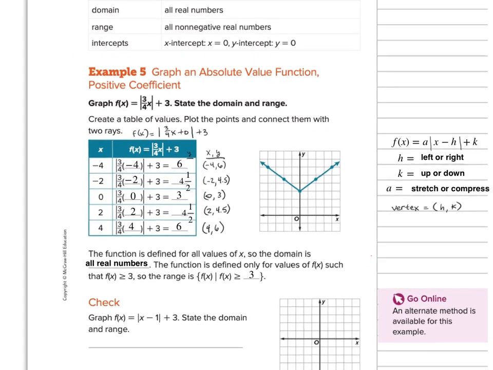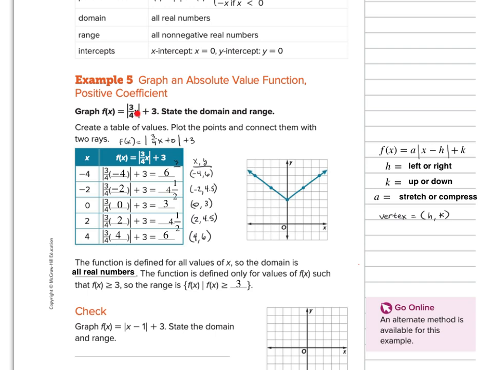But to graph this absolute value function, they came up with some points. This is graph f of x, which is the absolute value of 3/4 x plus 3. State the domain and range. What they're saying here is they picked some points, -4, -2, 0, 2, and 4, and plugged those values into the function to get the y value out. So x in, y out, for each one. That gave them their ordered pairs that they could graph, their x's and y's, and then they graphed them.